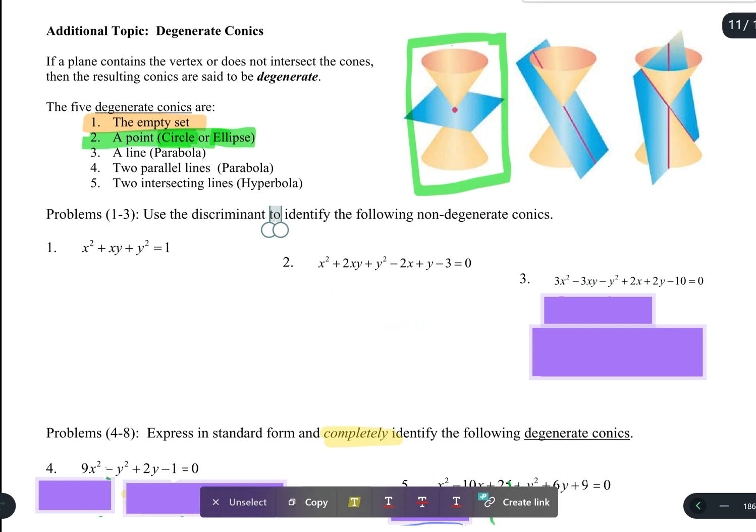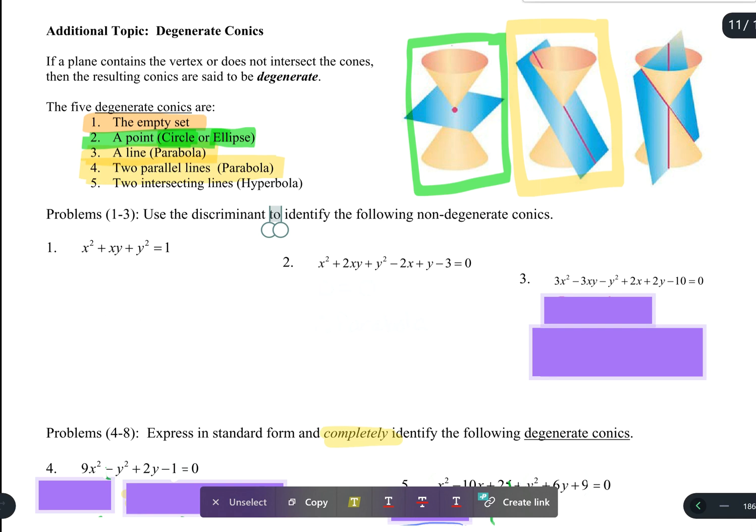The third one that we have is going to be a line. And that line comes from a parabola. So a parabola says that you're going to slice the cone so that it is parallel to the slant of the cone. And usually that would only intersect one of the cones, not both, which just makes a parabola. If the slant is equal to the plane and that plane is tangent to both cones, that's going to make one single line. The fourth one is 2 parallel lines, which is also a parabola.